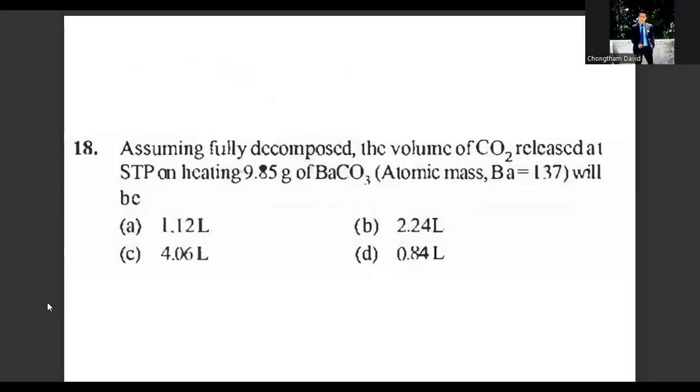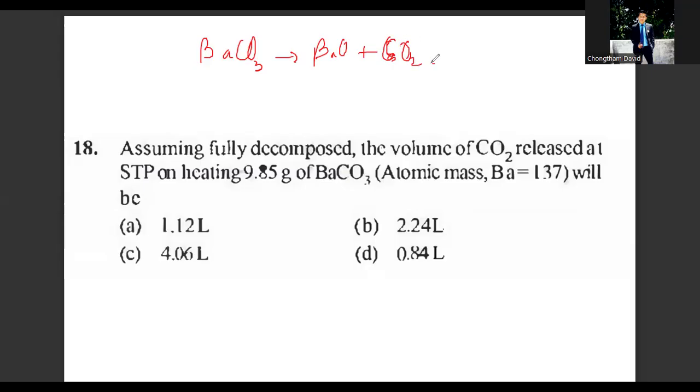Question number 18. Assuming fully decomposed, the volume of carbon dioxide released at STP on heating 9.85 gram of barium carbonate will be. So barium carbonate, when this barium carbonate dissociates, it gives you barium oxide and, sorry, carbon dioxide.